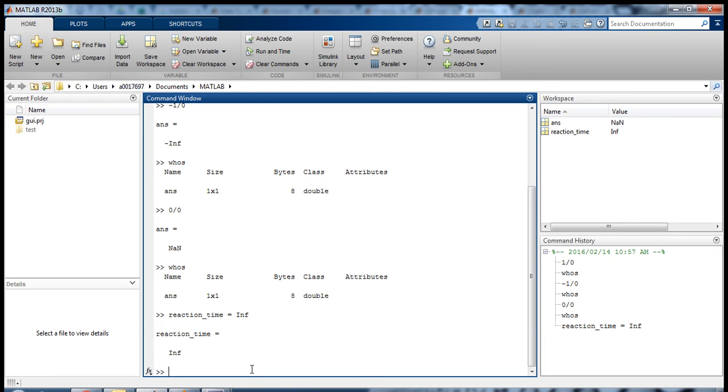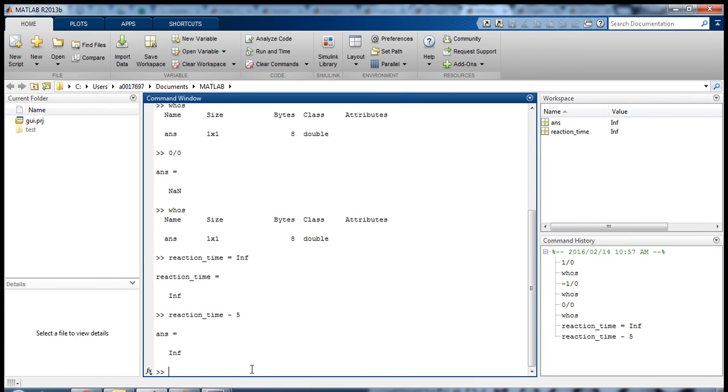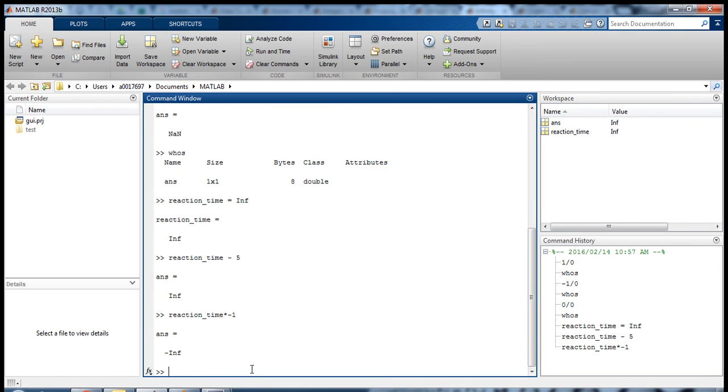I can do mathematics on this too, so I could say reaction time minus 5. It's still infinite, right? Because infinity minus 5 is still infinity. If I multiply it by negative 1, then I get negative infinity. So I can do interesting things with the logic of infinity if I want to in MATLAB. And that's always nice to have.